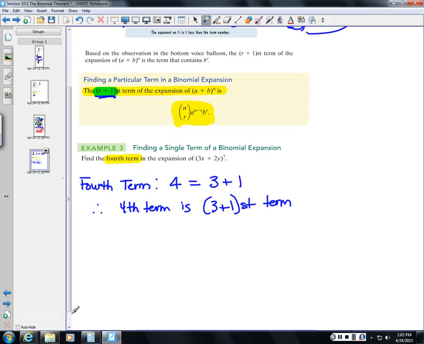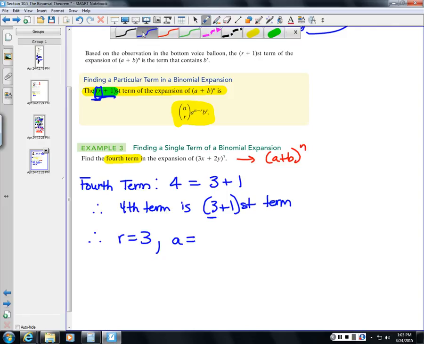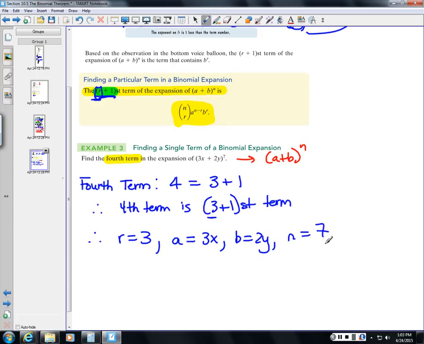So I'm using this 3 plus this 1. So knowing that means that my r is 3, because that's where the r comes from. That's the first number. My r is 3. My a just goes back to what we have: this is my a plus b to the nth power. So everything else is given to me. My a is going to be 3x, my b is going to be 2y, and of course my n is 7.